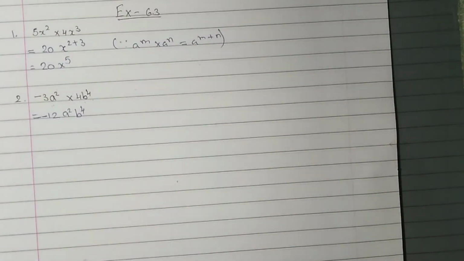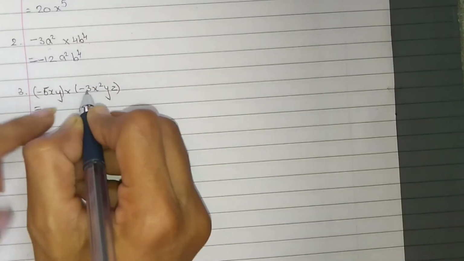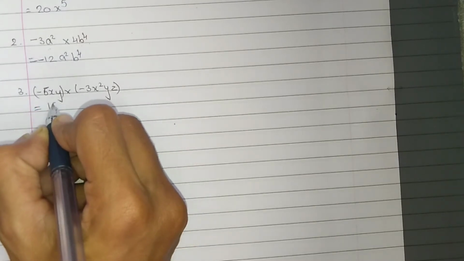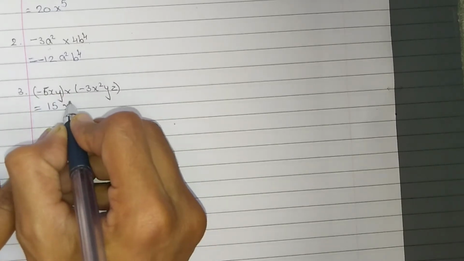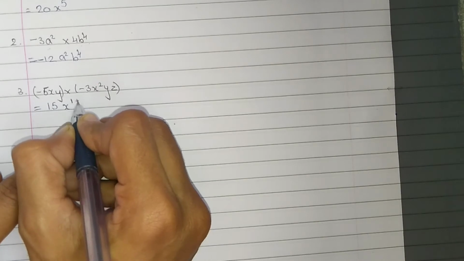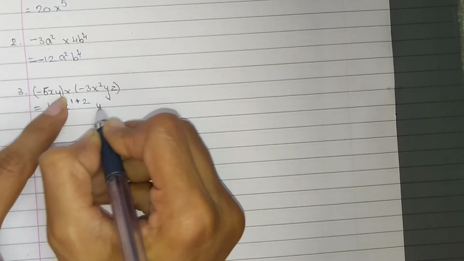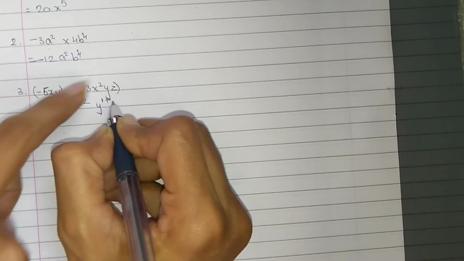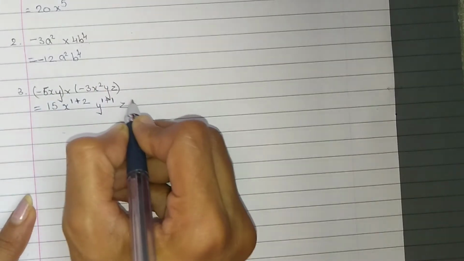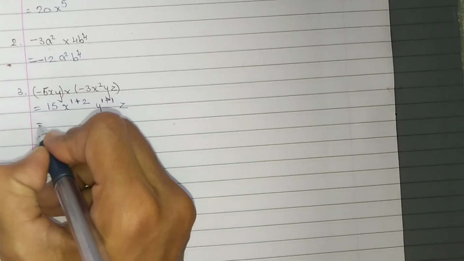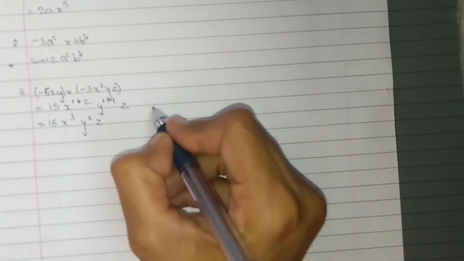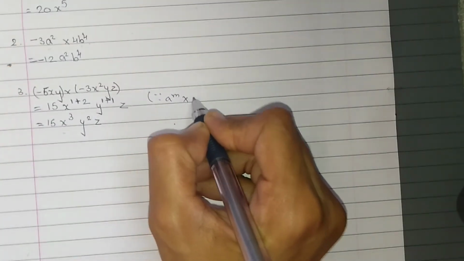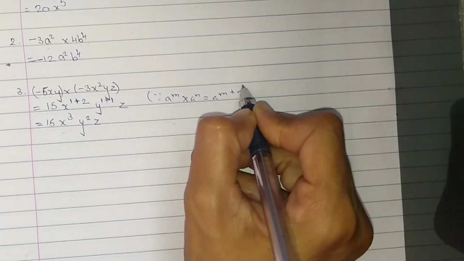Now the third one. Your third one is equal to minus 5 into minus 3, which is plus 15. 5 threes are 15 and minus into minus is plus. Now x raised to 1 plus 2, y raised to 1 plus 1, and z raised to nothing, so it stays as it is. Then 15 x raised to 3, y raised to 2 and z. Which formula did we use? a raised to m into a raised to n equals a raised to m plus n.